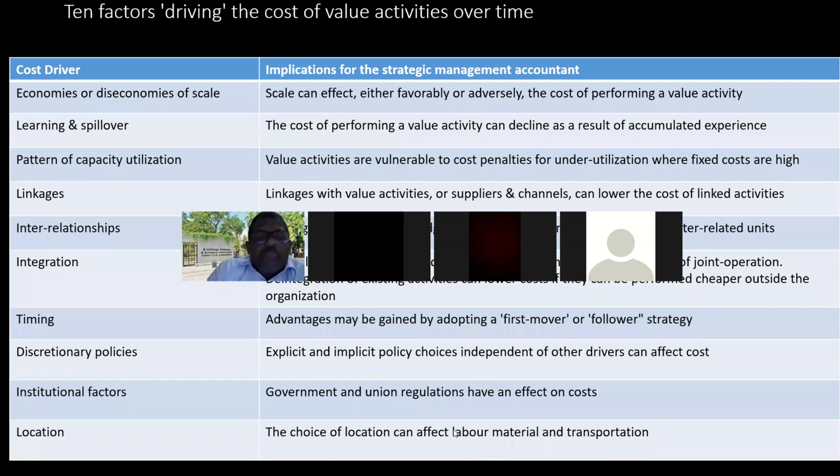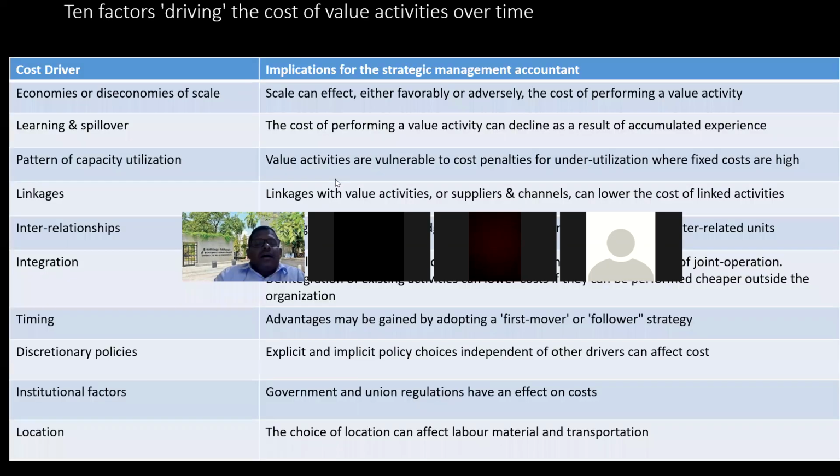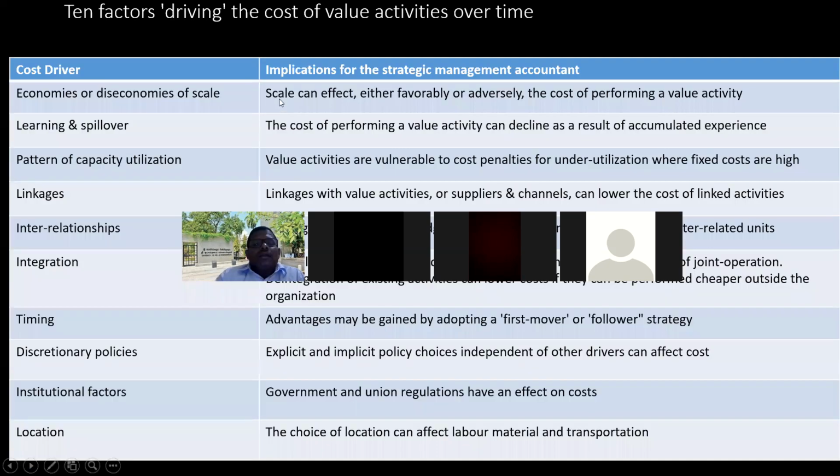Location has an impact on that. So I think you got these cost drivers basically: economies, learning, spillover, pattern of capacity utilization, linkages, for example variable cost, interrelationships, integrations, timing, discretionary policies, institutional factors, and locations. So that's about the cost analysis.